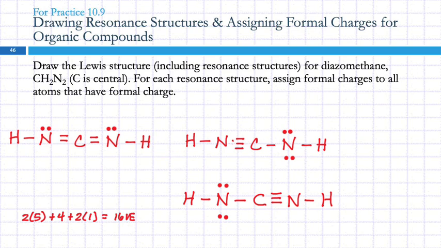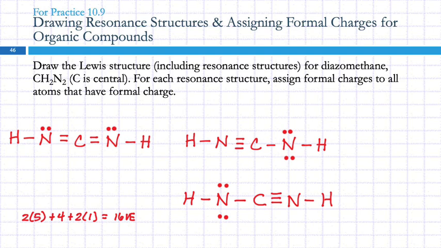Okay, so those are the 3 resonance structures for that molecule. And it says assign formal charges to all the ones that have formal charges, which means if it's 0, we can skip it. So I want to show you a shortcut because you could say, well, drawing the lines and doing all the subtracting and stuff, that could take us a long time.